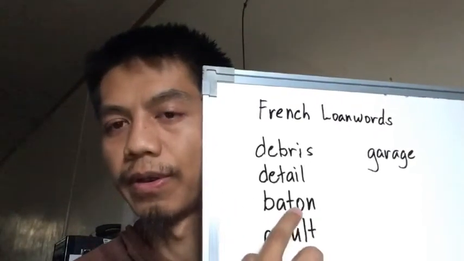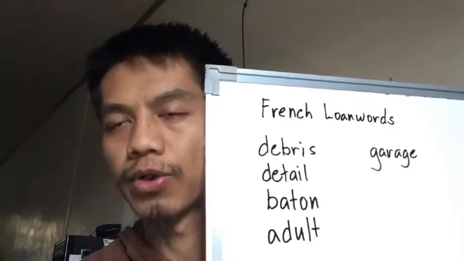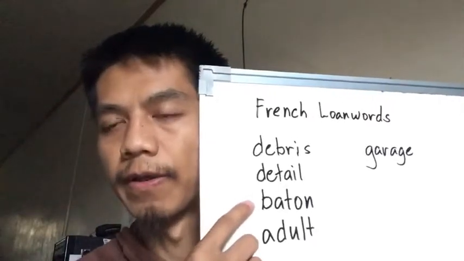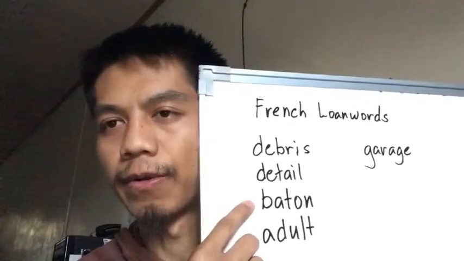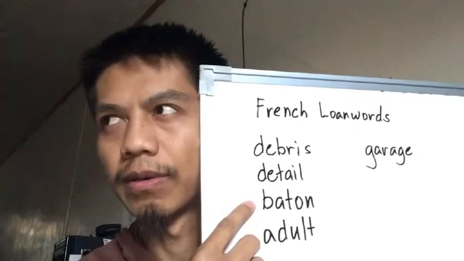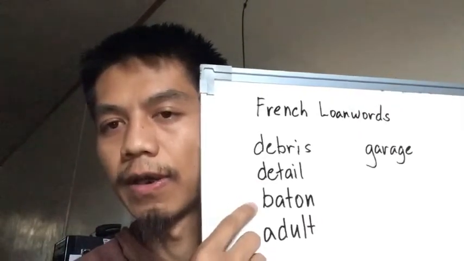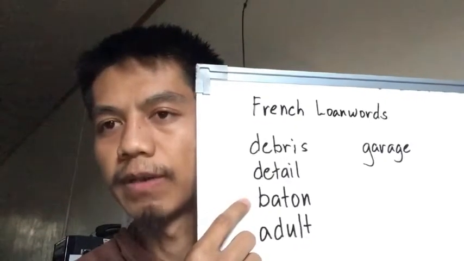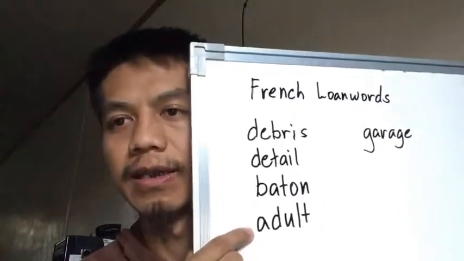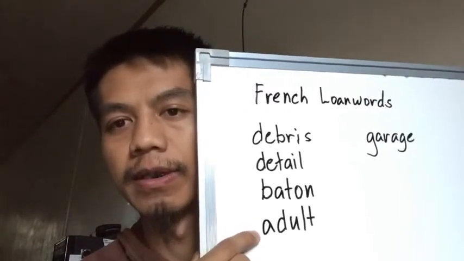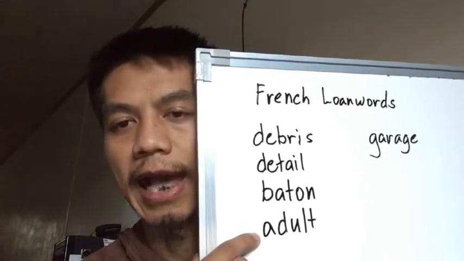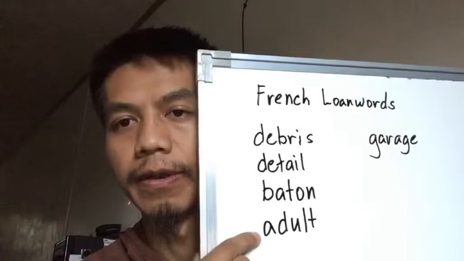So if you haven't watched my video about differences in vowel sounds, then check it out. I think it's the fourth part of this series, where I talked about the differences in vowel sounds. And the last one, adult and adult. So Americans say adult, and British people say adult. There you go.